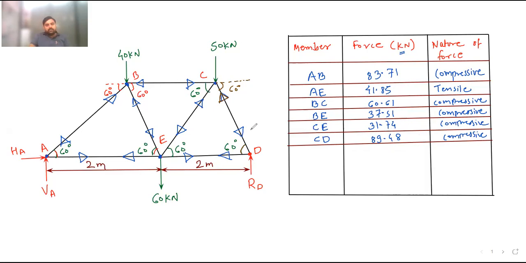89.48. Then this is done, CE and CD are also done. Which member is remaining now? Only DE. Only one member is remaining now. DE is 44.74. Compressive or tensile? Tensile. Are all members done?